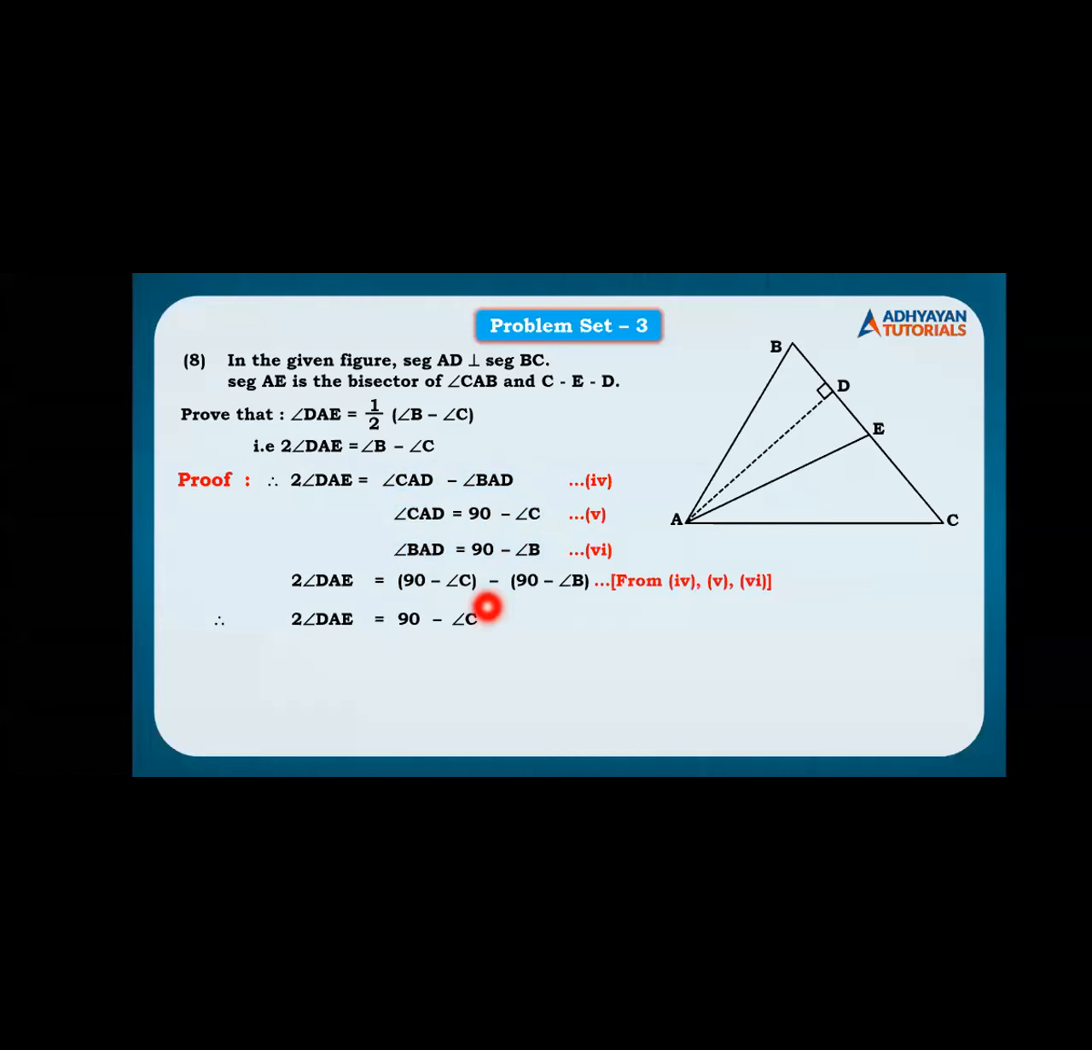But here, since there is a negative sign outside the bracket, minus into plus will become minus 90. And minus into minus will definitely become plus angle B. So plus 90 and minus 90, children, will get cancelled.